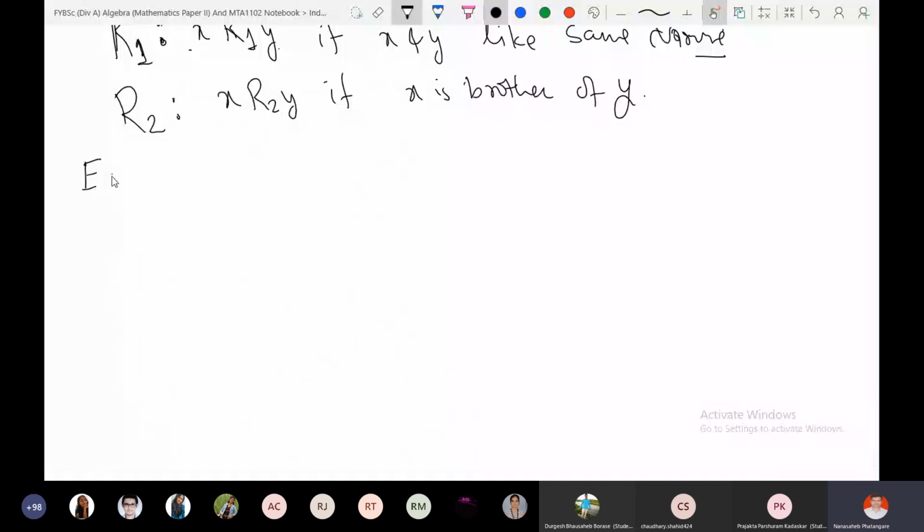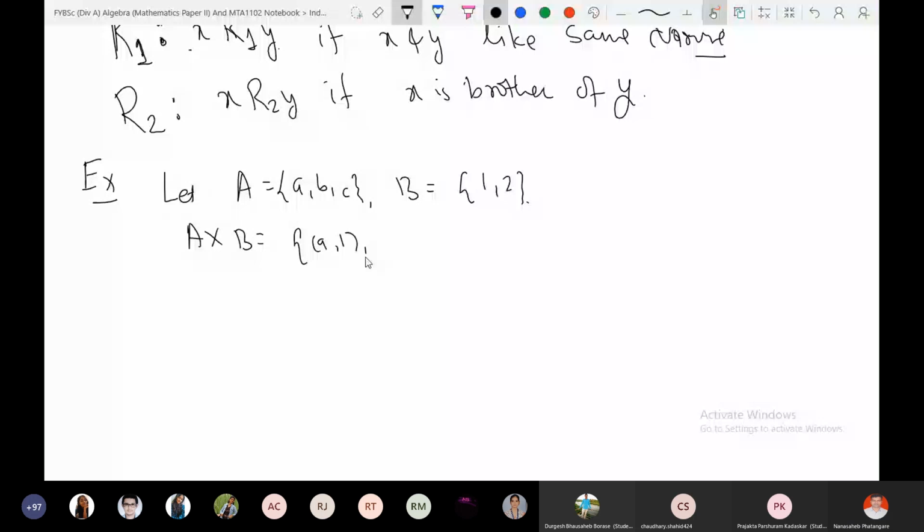Yes, sir. Very good. So let A be equal to {a, b, c} and B equal to {1, 2}, right? And you know what is A cross B, as we discussed earlier: (a,1), (a,2), (b,1), (b,2), (c,1), (c,2). So this is my A cross B. Now I will take relation R1 as the empty set. What is the meaning of empty set?